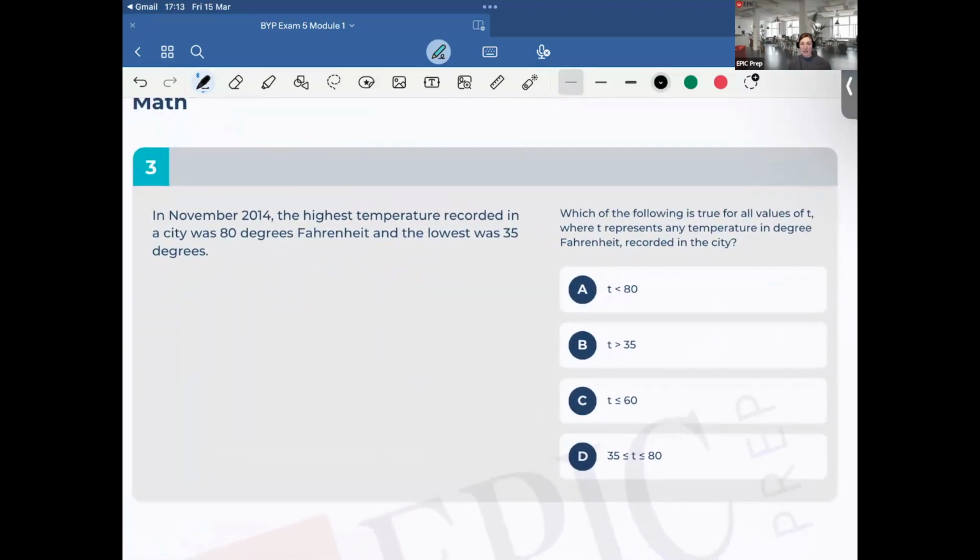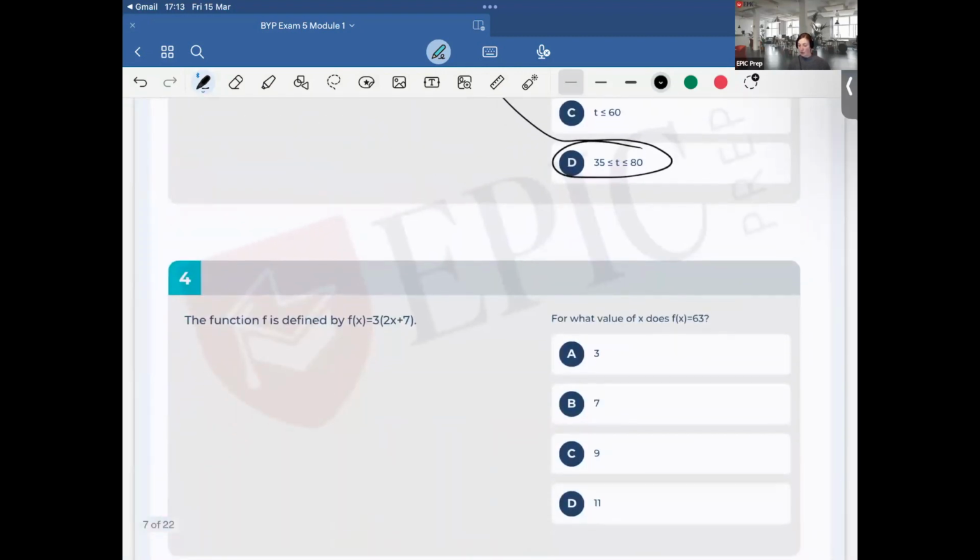Here, in November 2014, the highest temperature recorded in a city was 80 degrees Fahrenheit, and the lowest was 35 degrees. Okay. Which of the following is true for all values of T, where T represents any temperature recorded in the city? So this means the range must fall between these values, right? If the lowest was here, highest was here, that would be the total possible range, and that matches precisely option choice D. Okay, amazing.